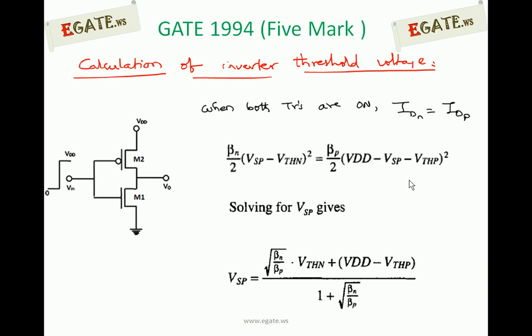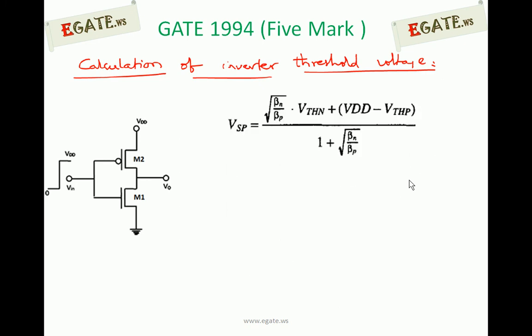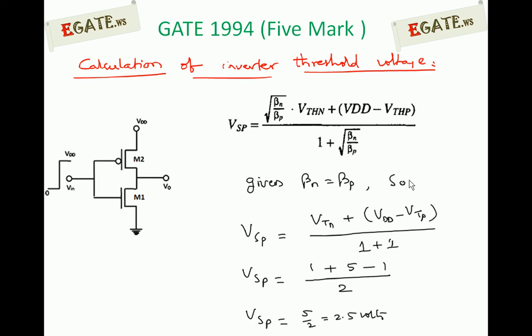Now we will switch on to our question. In the question it is given that beta n is equal to beta p. So this VSP can be changed to, since beta n is equal to beta p, VTN plus VDD minus VTP by 1 plus 1, that is nothing but 2. Substitute the corresponding values: 1 plus 5 minus 1. So this is 5 by 2, which is nothing but 2.5 volts. The value of inversion threshold point or switching threshold point is nothing but 2.5 volts for the given problem.